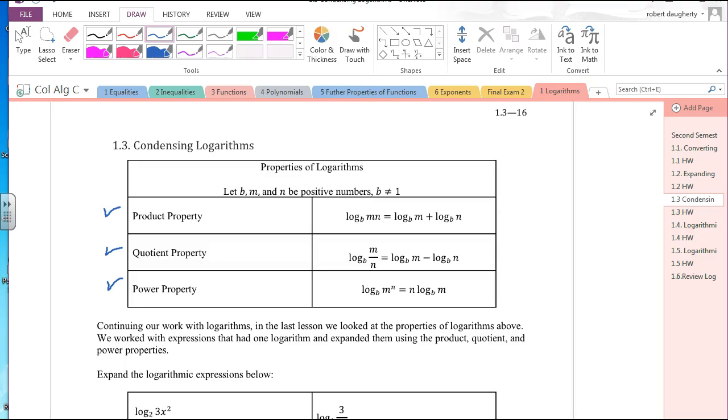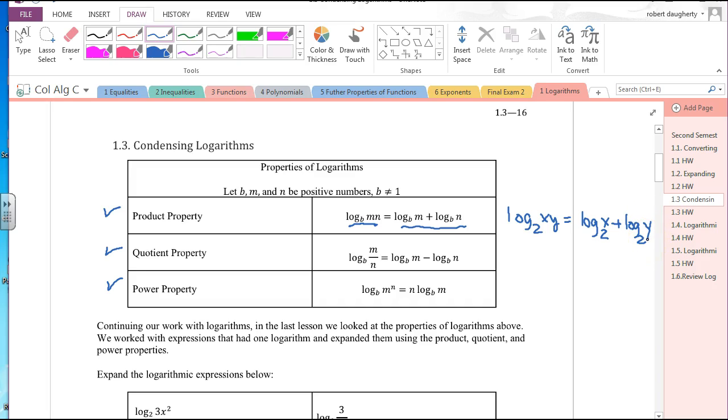So these are the same rules from last time: the product, the quotient, and the power. Last time, we took something that looked like this on the left side of the equal sign and expanded it. So I would take something like the log base 2 of xy. When I expand it, that's log base 2 of x plus log base 2 of y.